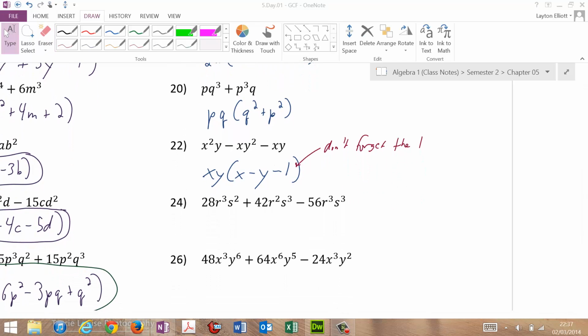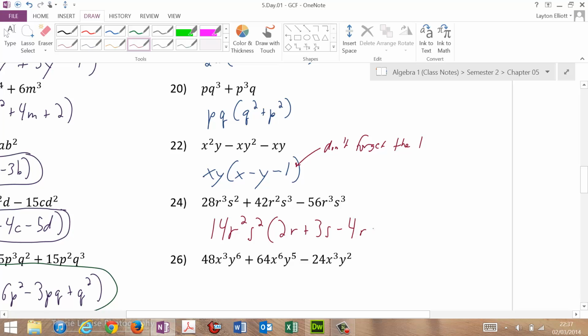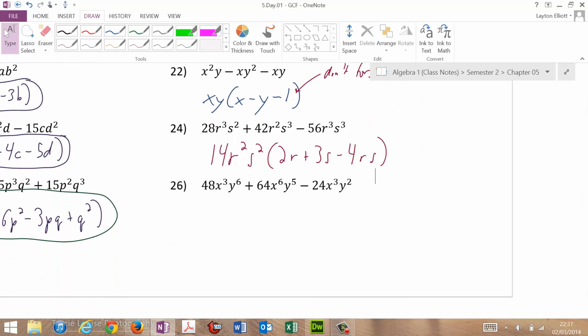24, I've got 28, 42, and 56. Those are all multiples of 14, because they're multiples of 7 and they're multiples of 2. Biggest power of r is r squared, and biggest power of s is s squared. So I'm going to end up with 2r plus 3s, then minus 4rs. See how it's kind of making your trinomials simpler a little bit? It's not really simplifying, but it does look that way.